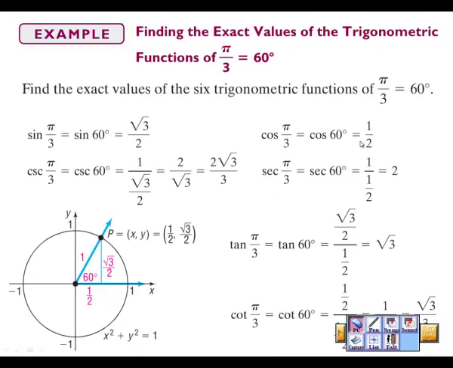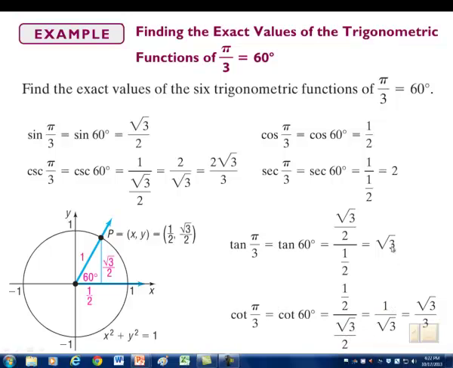Secant is the reciprocal of cosine. So secant of 60 degrees, since cosine is 1/2, is going to be 2 over 1, because we're just going to apply the reciprocal, and we get 2. And then tangent, we already worked through that. We got square root of 3.